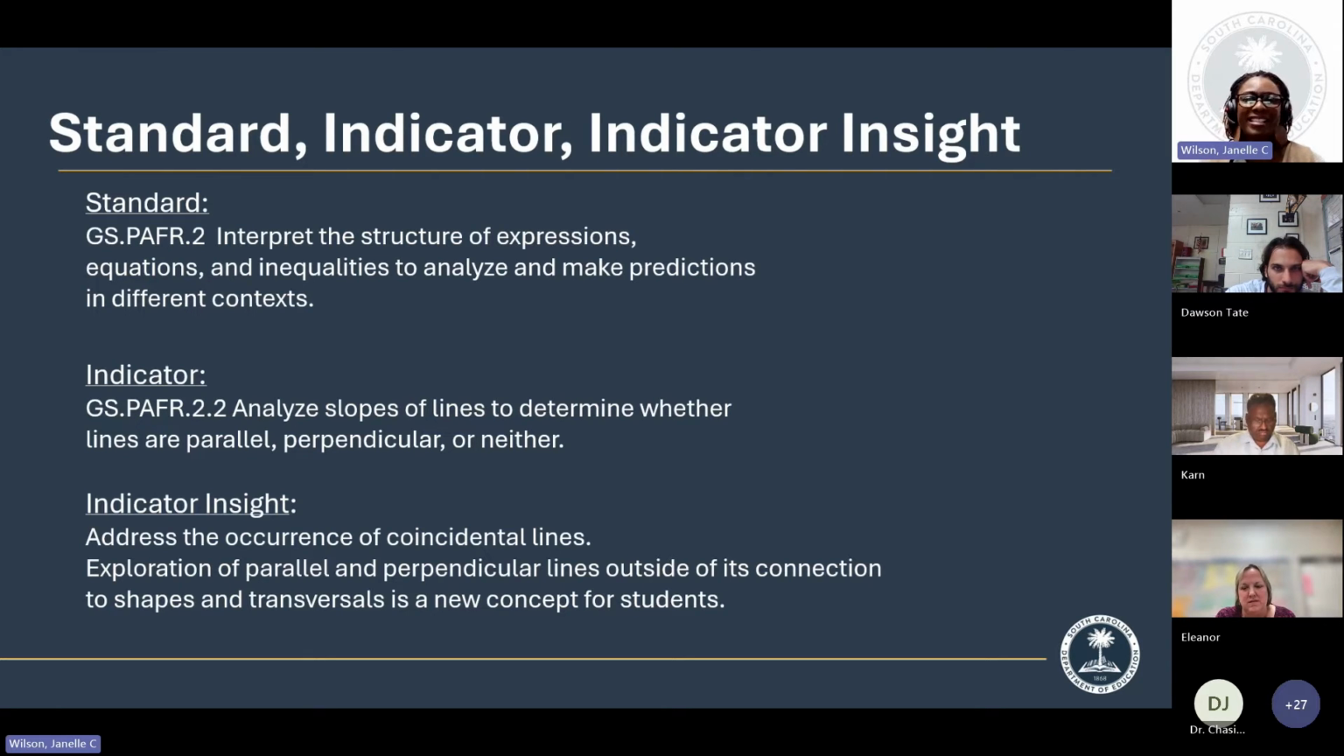Give me one more process standard. What could we relate to this indicator? Patterns and structures, analyze and justify. Good. Justification, very good.